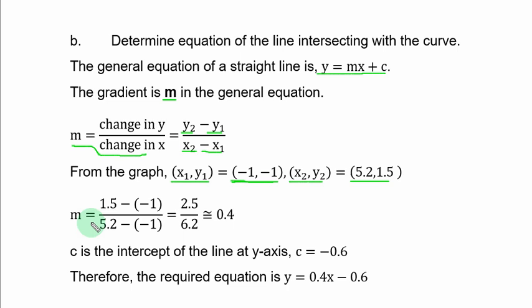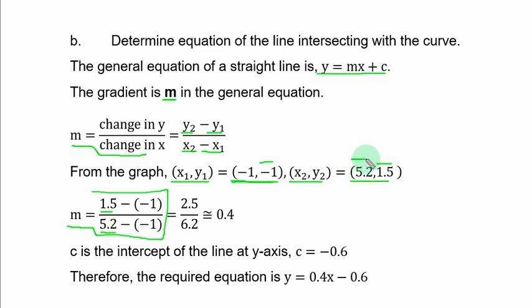So what you do is that you insert all the values into the formula for gradient. So we have 1.5, that is for y2, the point you have here, minus -1, that is for y1. So you have 1.5 minus -1, and that means 2.5.